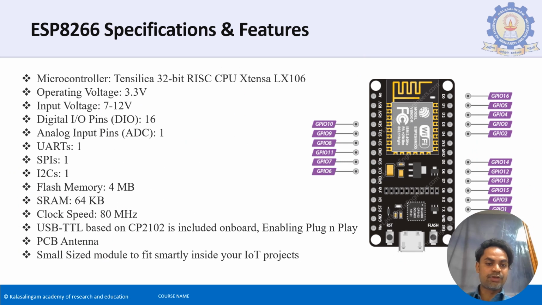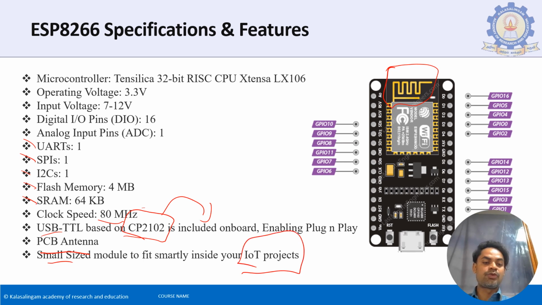As you can see, these are the pins available. You have one UART, one SPI, one I2C, 4 MB flash memory, 64 KB SRAM, and a clock speed of 80 megahertz, and it is USB TTL based. It has the CP2102 chip, and this is the driver you need to install when using this hardware. It has its own PCB antenna, which I showed you earlier, and it is a small module that can fit into any of your IoT projects. Input voltage can be 7 to 12 volts as we saw earlier. It operates at 3.3 volts, so it has a corresponding regulator, and it has 16 digital IO pins and one analog input pin.